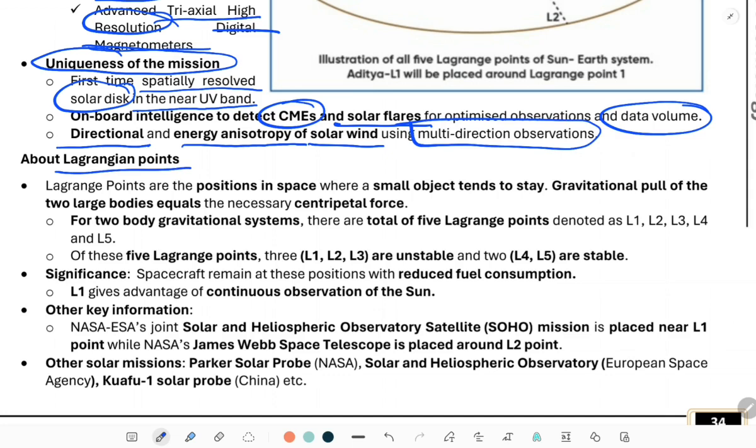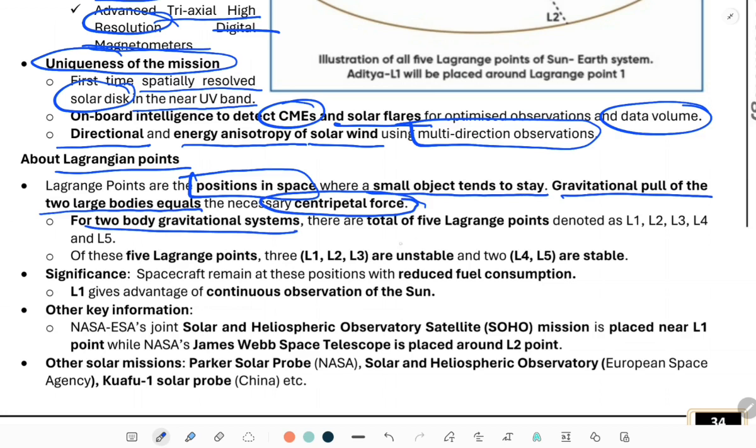We'll see about the Lagrange points. These points are positions in space where a small object tends to stay, where the gravitational pull of the two large bodies equals the centripetal force. For two-body gravitational systems, there are a total of 5 Lagrange points, denoted L1, L2, L3, L4 and L5. Of these 5 Lagrange points, L1, L2 and L3 are unstable and L4 and L5 are stable.